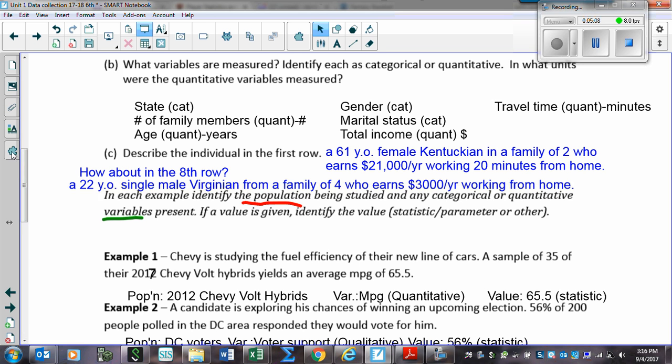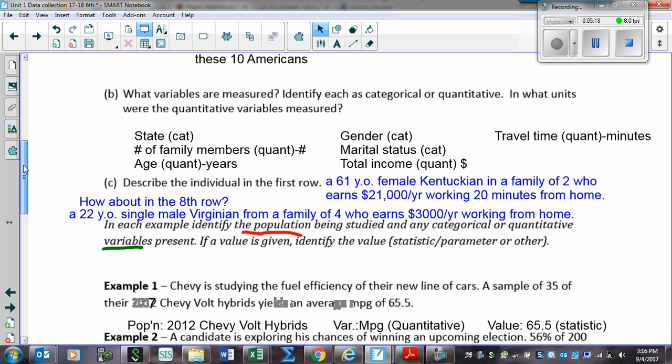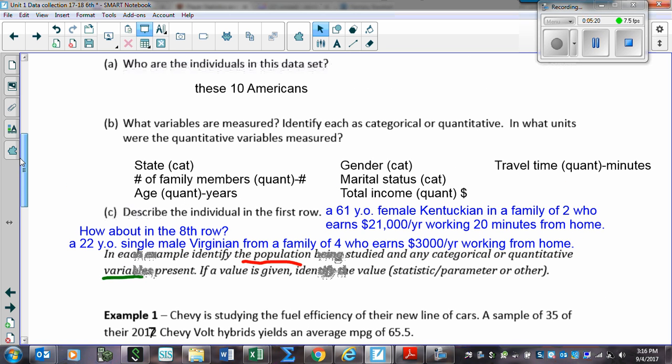And so we want to identify the population, any categorical or quantitative variables, and if a value is given, what is that? Is that a statistic? Is it a parameter? What is that exactly?